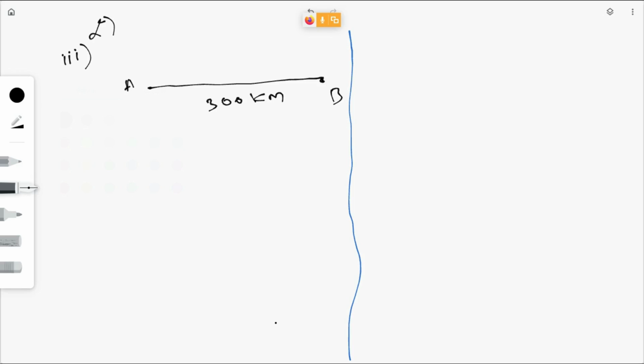She takes 4 hours if she travels 60 km by train and the remaining by bus. If she travels 100 km by train and the remaining by bus, she takes 10 minutes longer. Find the speed of the train and the bus separately. Again, here we have two cases. If I solve these two cases, I will get two equations. Then you can solve the linear equations and you will get the variables. So what is the variable? What do we have to find here?